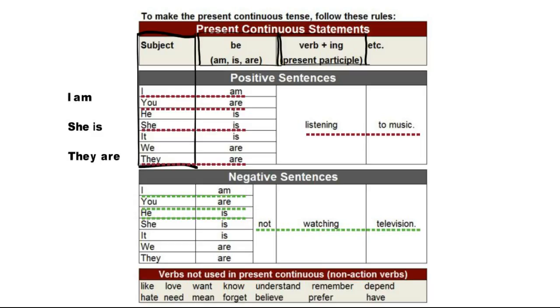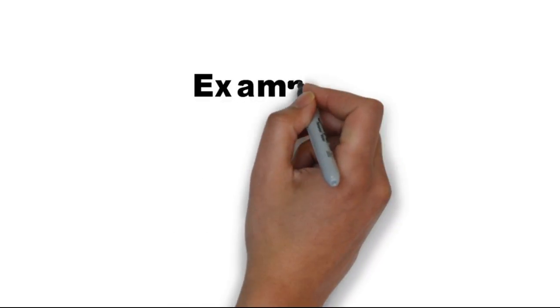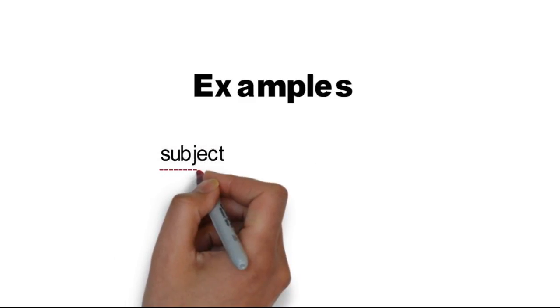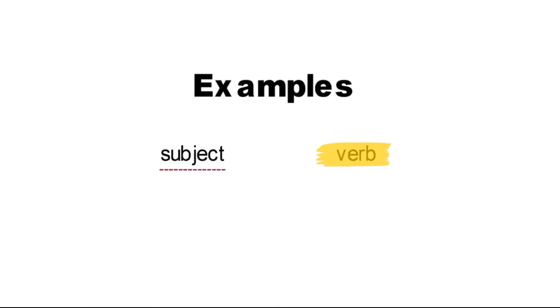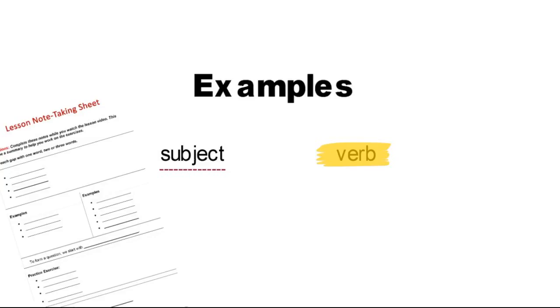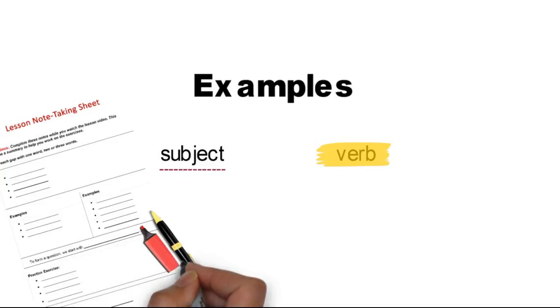Now, let's look at some specific examples. For each one, let's underline the subject and highlight the verb. In this case, the verb will be both the helping verb and the present participle. Look at the sentences on your note-taking sheet. Let's work together. You will need a pen and a highlighter.